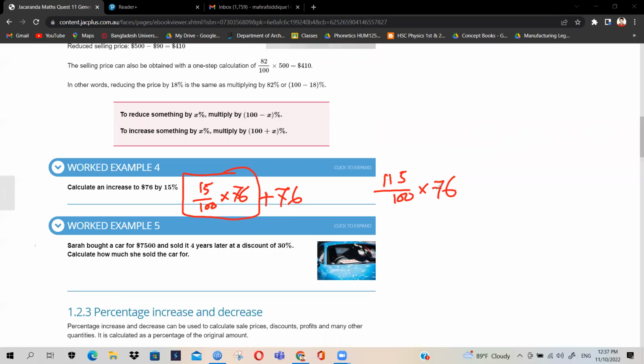I'm going a little fast. I hope it's understandable because the things are really easy. Yeah, very easy.